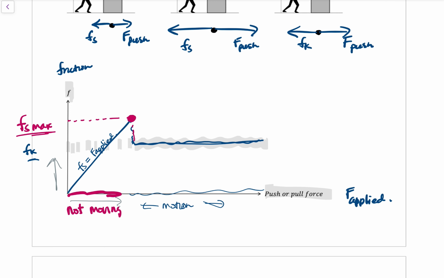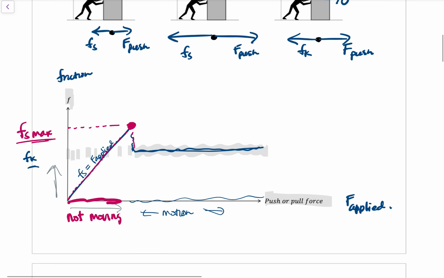So in the next video, I'm going to talk a little bit more explicitly about the static friction and kinetic friction, introduce the equations that we're going to use, but I'm going to reference back to this graph and this idea that static friction is not constant, and then up to that max point is actually equal to our applied force.